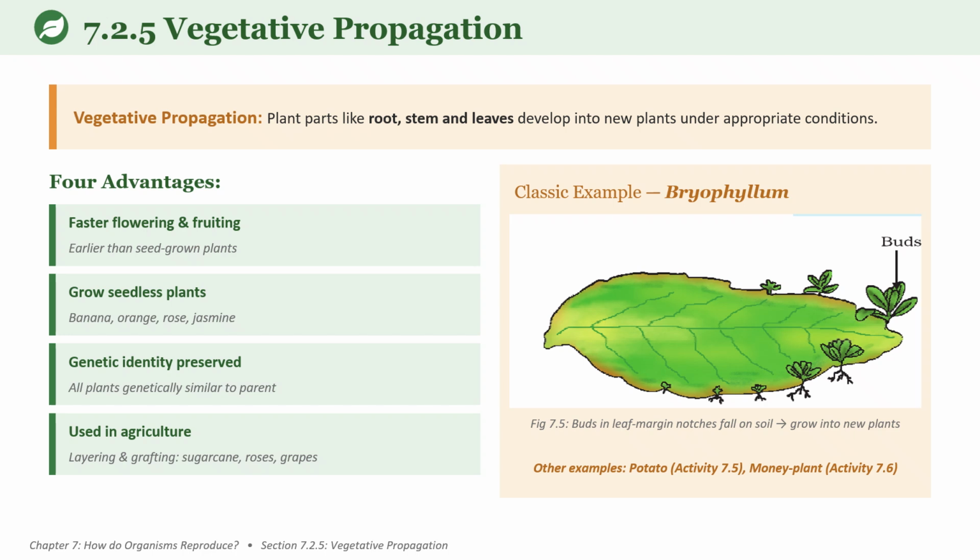In the bryophyllum leaf, you can see small tiny buds present along the leaf margins. When the leaves fall on moist soil, what happens? The buds develop roots and shoots, and new plants are formed.